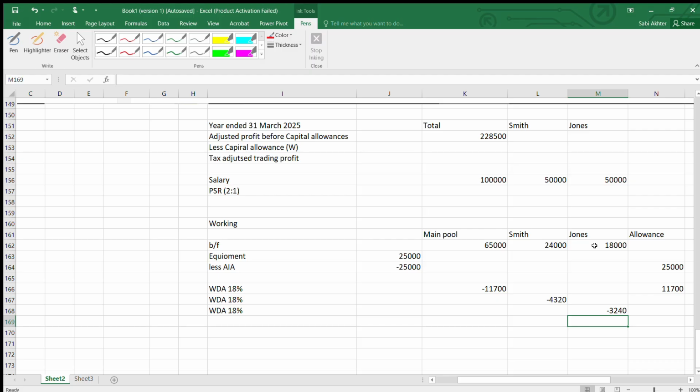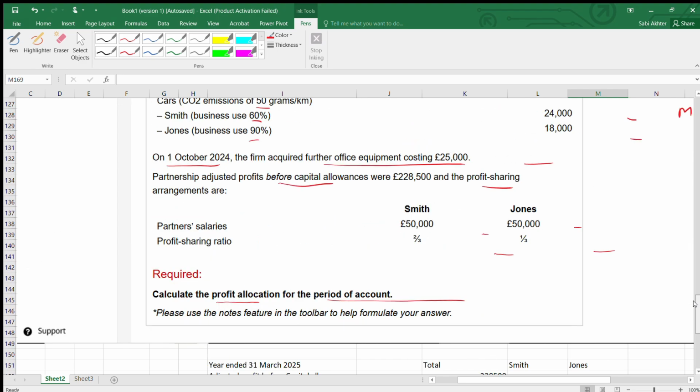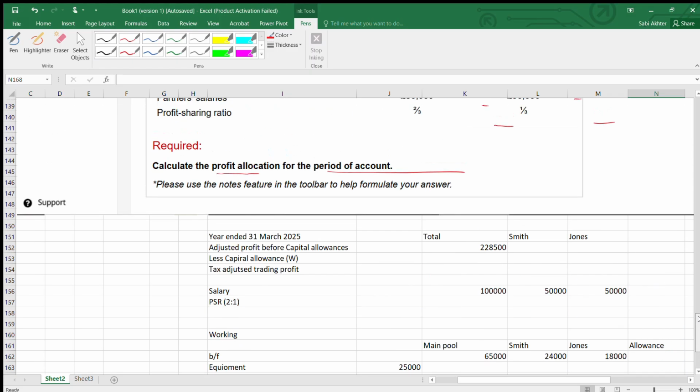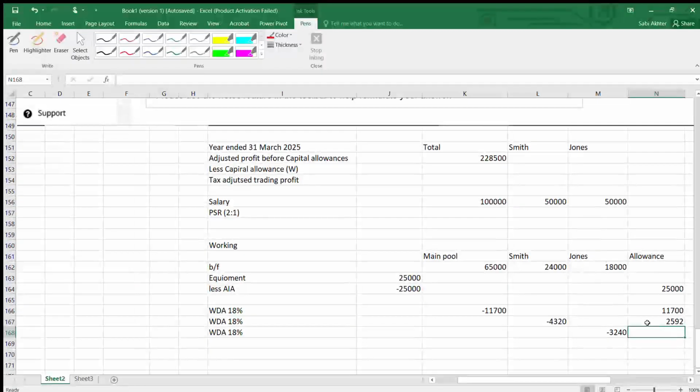Remember the business use when you are claiming. For Smith, 60% business use. So up to 60% you can claim. So when you are claiming here, 4,320 into 60% you can claim, 2,592. And for Jones, the business use is 90%. So this 3,240, 90% you can claim as allowance, which is 2,916. So the total allowance, we need the total allowance. Add all this, it's 42,208.